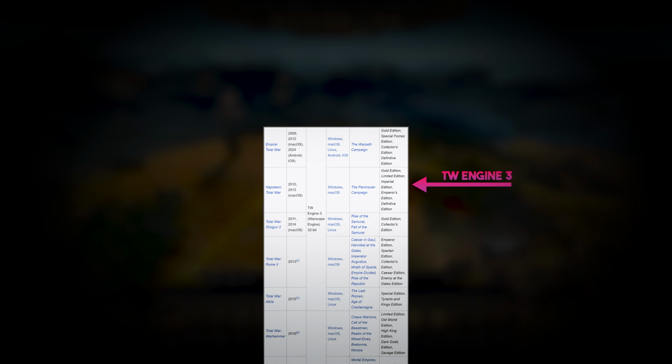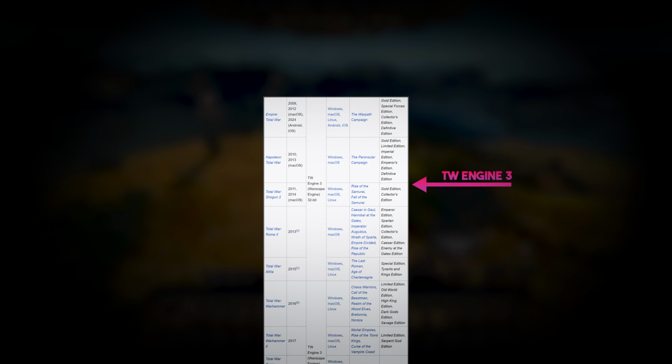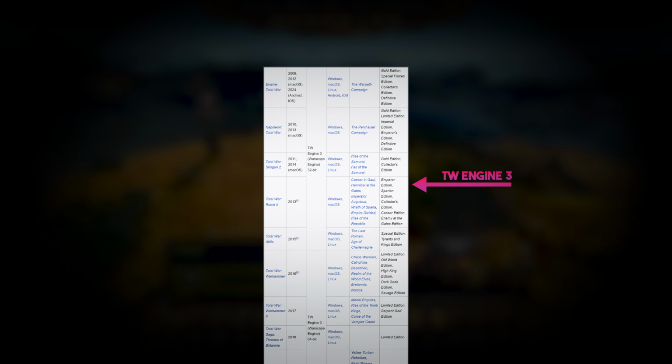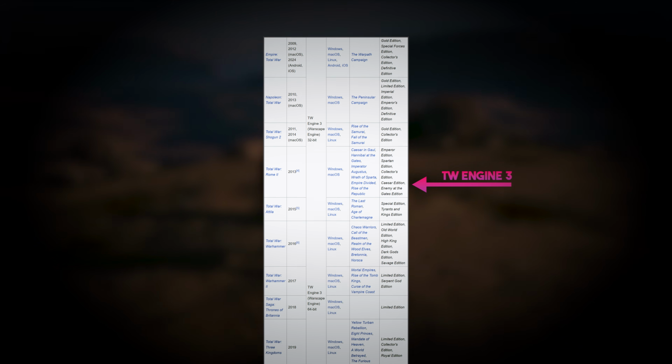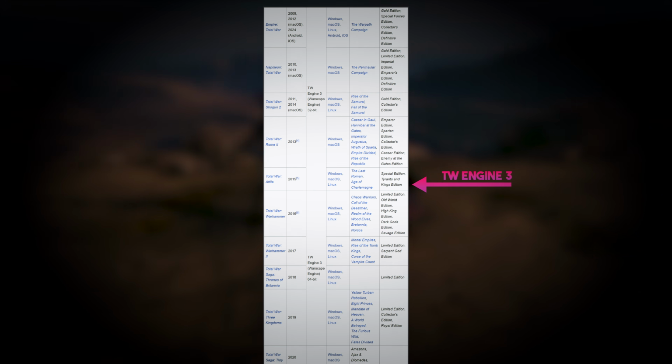Every game since Empire has been made using their Warscape engine. CA have never done a full engine rewrite since. In practice, this means that their latest game, Pharaoh, will still contain much of the underlying foundations from Empire, which is now 15 years old.